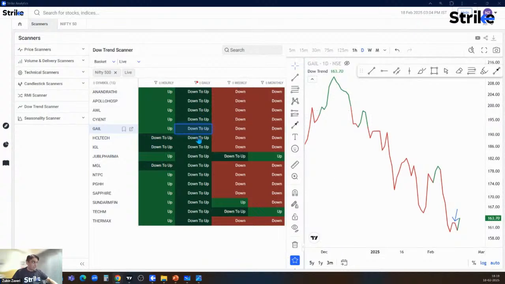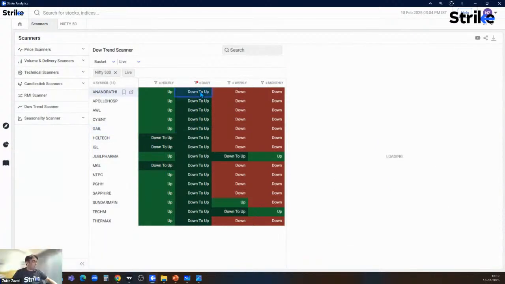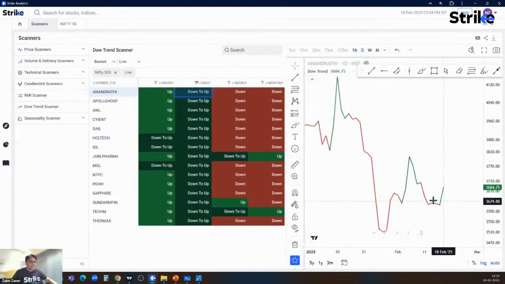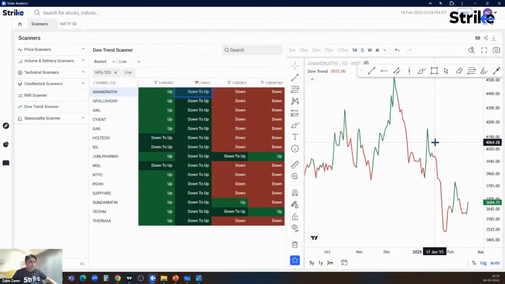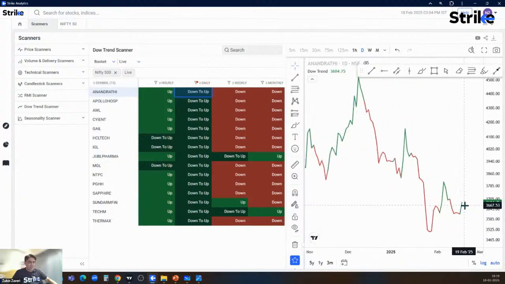So we have to find out. We can simply click on these, Anand Rathi, and check whether a major top has been taken out. So no. But overall you can see that it is in a downtrend and somewhere near the bottom. So it's not so significant as of now.